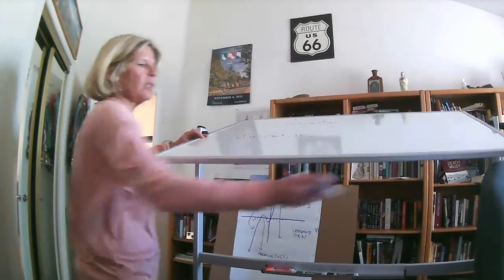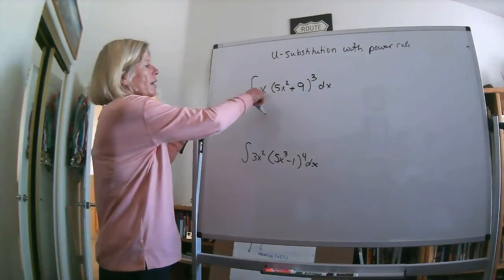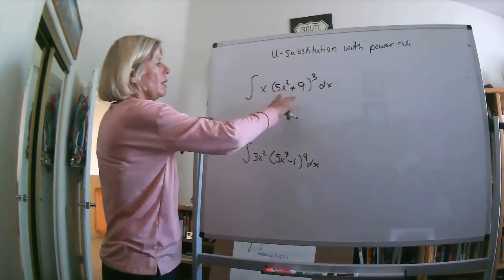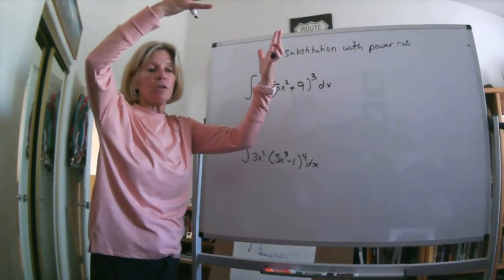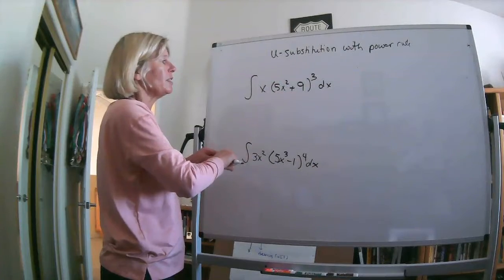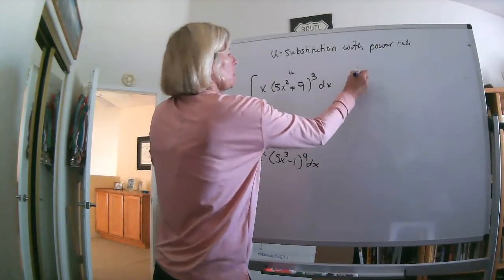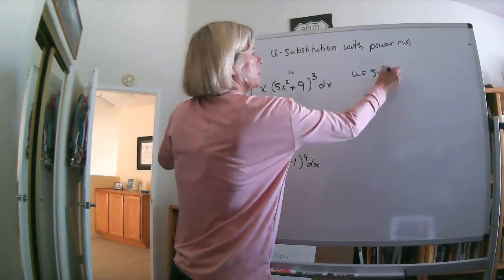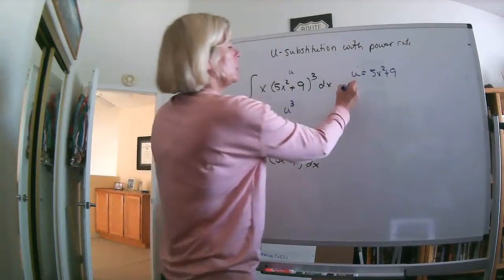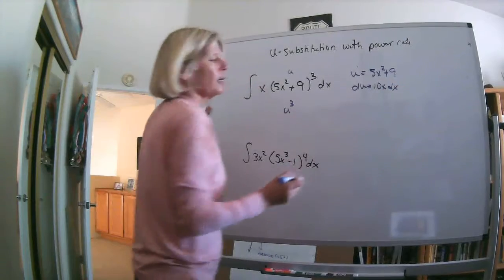If I want to look at an example with the power rule, I've got x times the quantity 5x squared plus 9 to the third. The whole function to the third power is my big function, my outer function. My inner function is the 5x squared plus 9. So I'm going to let this be my u. U is 5x squared plus 9. That's going to make this u to the third when I come back to integrate. The derivative, du, is 10x dx.